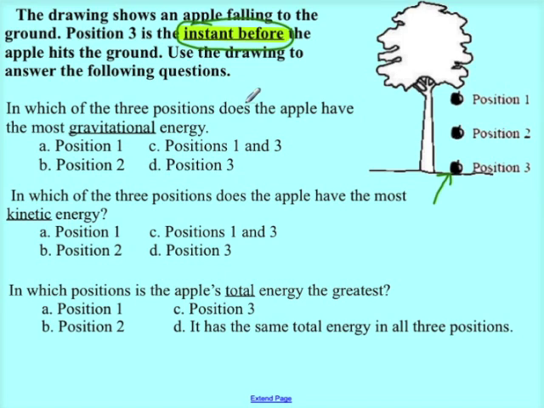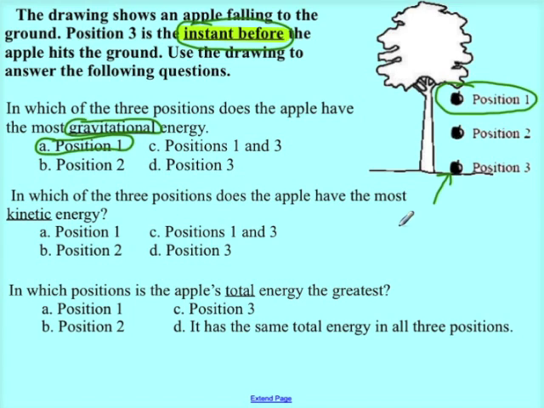In which of the three positions does the apple have the most gravitational energy? So gravitational energy is something we've been talking about since day one in this unit. Remember, gravitational energy is dependent on height. So the one that has the most gravitational energy will be the one that has the most height. So this makes it position A, or position 1, which is letter A here.